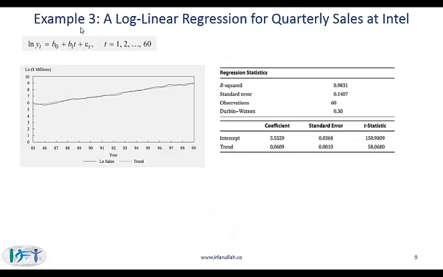Alright, now we move on to example 3, which actually uses the fact that we just talked about. We will now consider a log linear regression for quarterly sales at Intel. Have we re-specified our model? We have. So this is the new specification. What does y stand for? Y is sales. So ln y is the natural log of sales at time t. And we have b naught. What is the independent variable? It is simply time. All right.